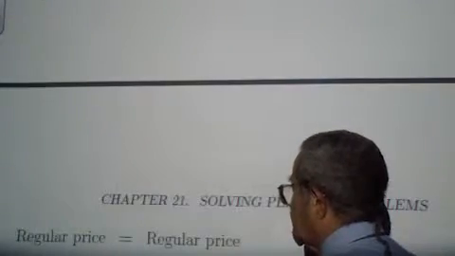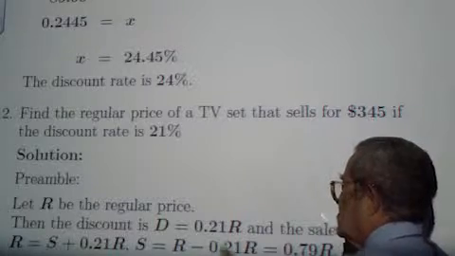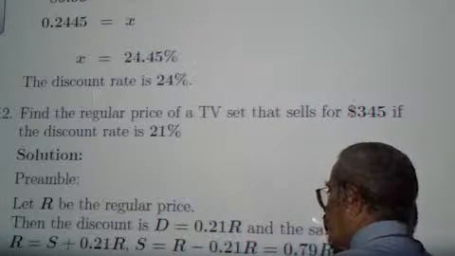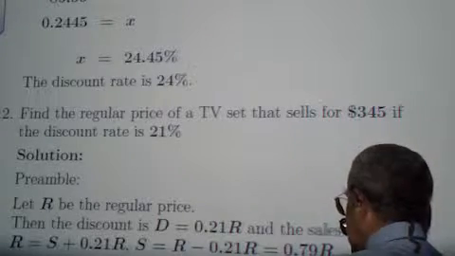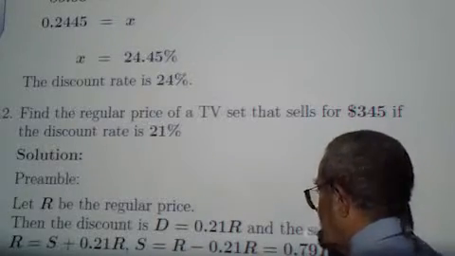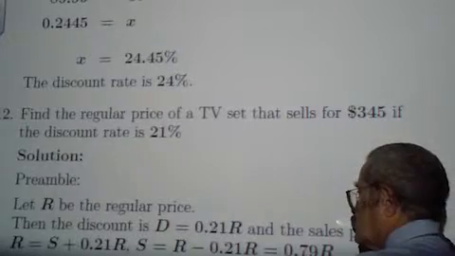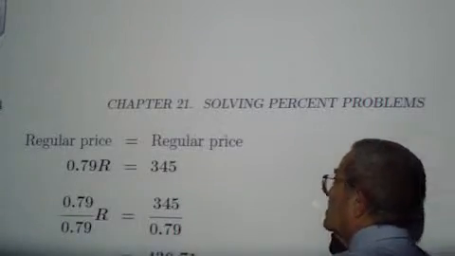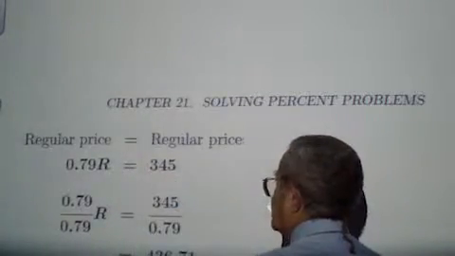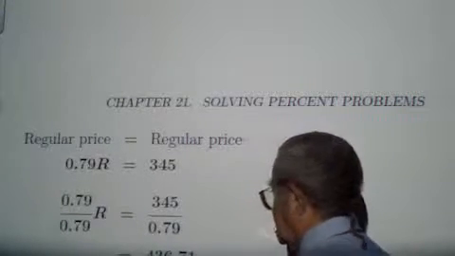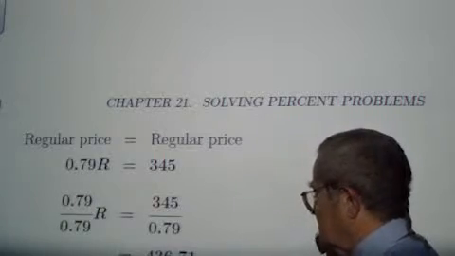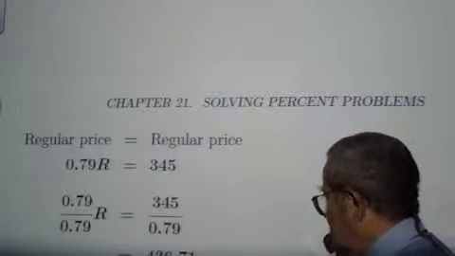So let's do that again. We have the regular price, we have the discount. The sales price is the regular price minus the discount, which is 0.79 times the regular price. And that is also given as 345. So divide both sides, you get 436.71. Okay, I'll go on.